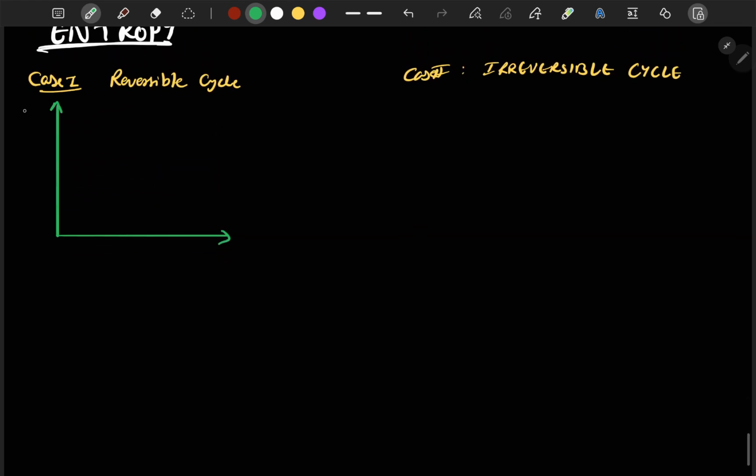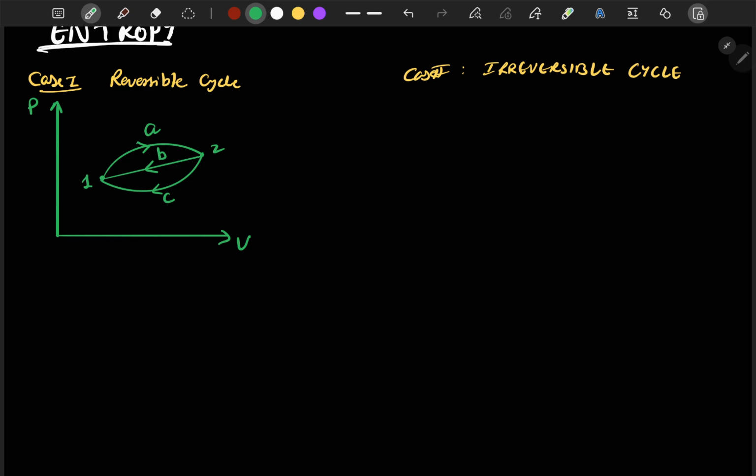Okay, so let's draw the PV diagram. Let's consider a process from point 1 to point 2, and there are three processes. Let's say this is process A, this is process B, and this is another process C, and all these three processes are irreversible.